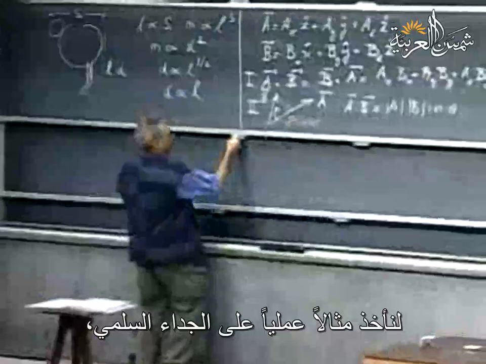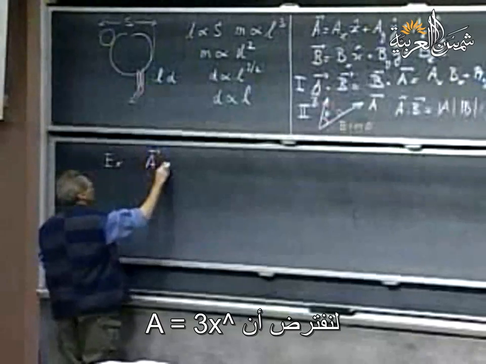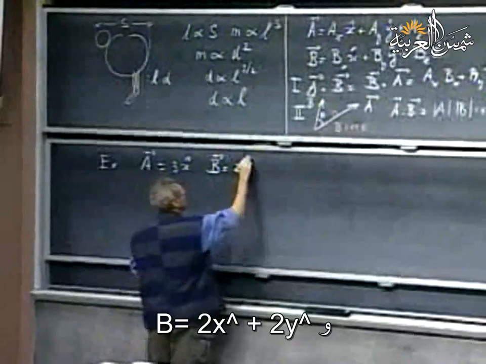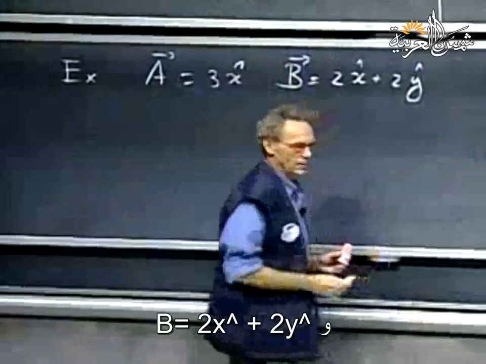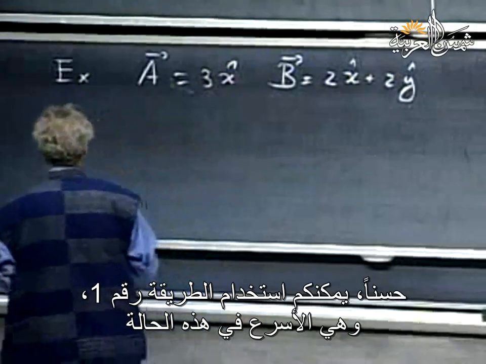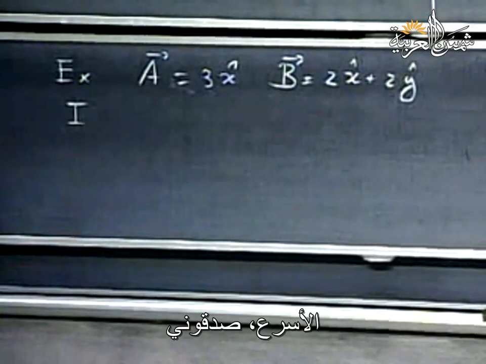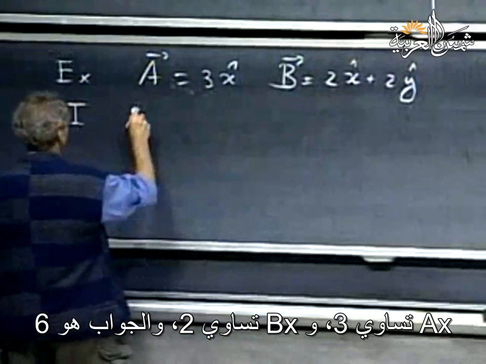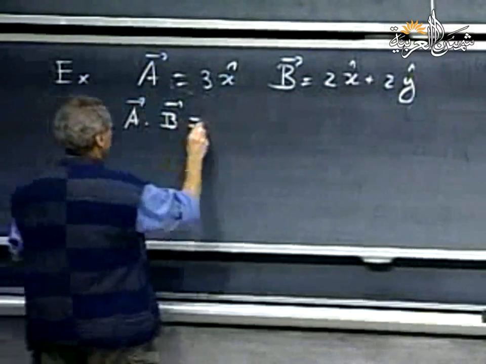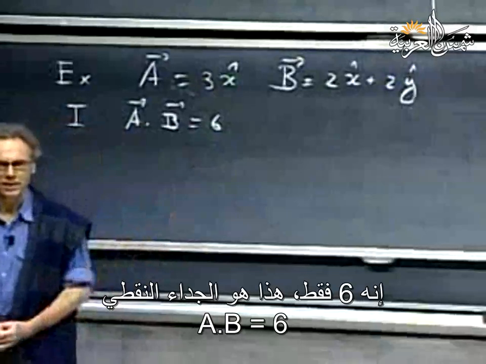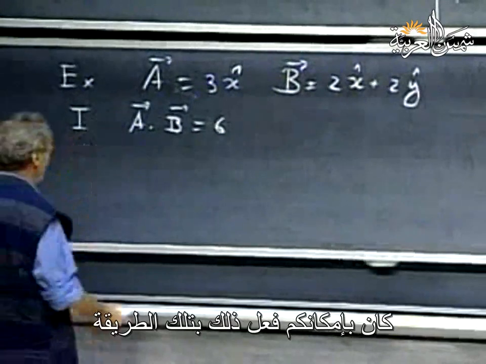Let us take a down-to-earth example of a dot product. Suppose A equals 3x and B equals 2x plus 2y. And I'm asking you, what is the dot product? Well, you could use method number 1, which in this case is by far the fastest, believe me. Ax is 3 and Bx is 2, so that gives me a 6. There is no Ay, there is no Az, so that's the answer. It's a 6. That's the dot product. You could have done it that way.